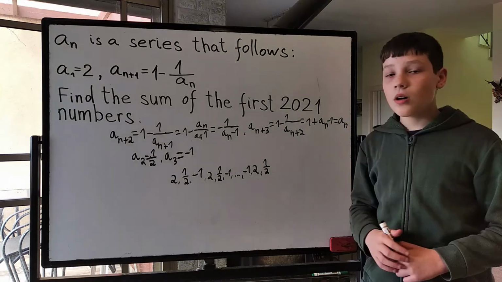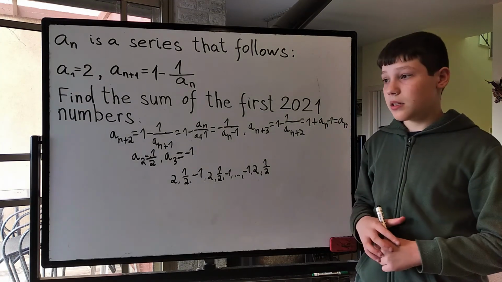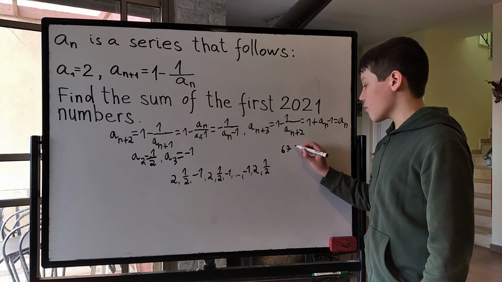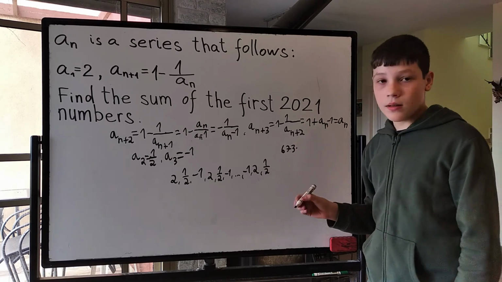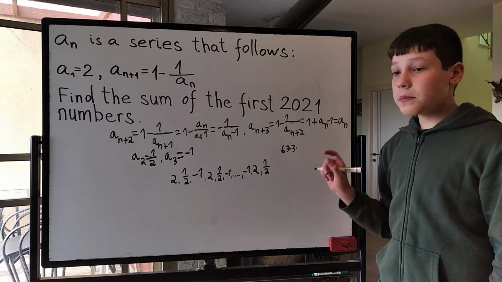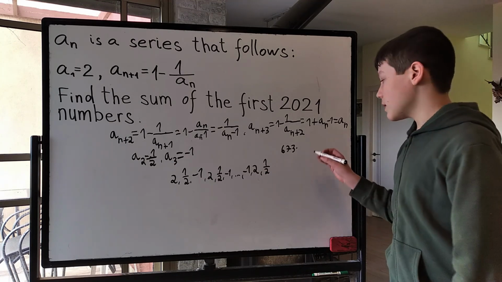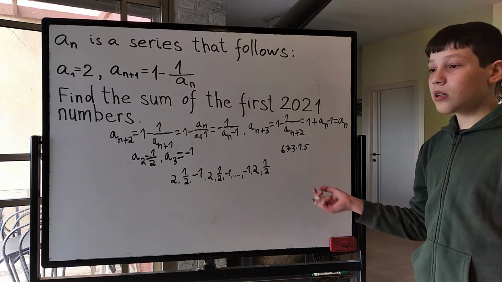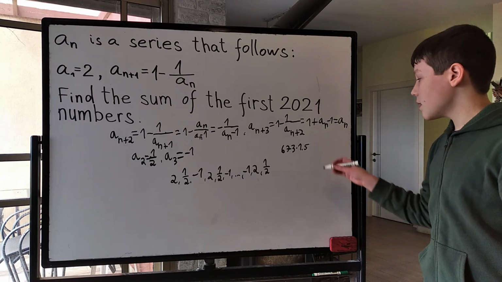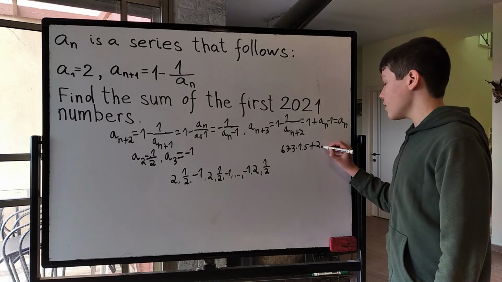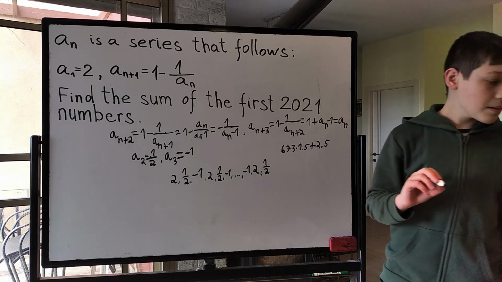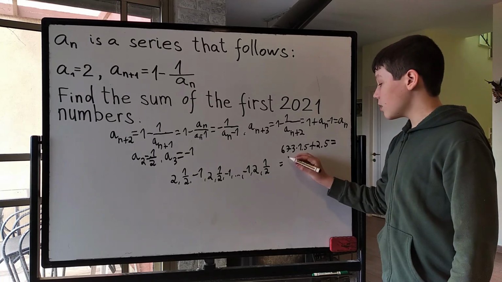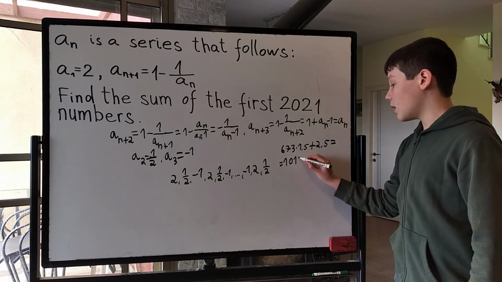And then we simply add the last 2 numbers that are not in a triplet, which are 2.5. So this sum is equal to 673 times, because that's how many triplets there are, times the sum of all numbers in each triplet, which is 1.5, and then plus the last 2 numbers, which are not in any triplet, which is plus 2.5, and we get that this is equal to exactly 1012.